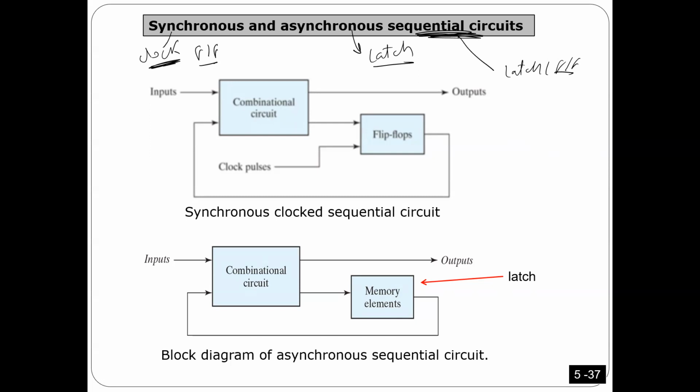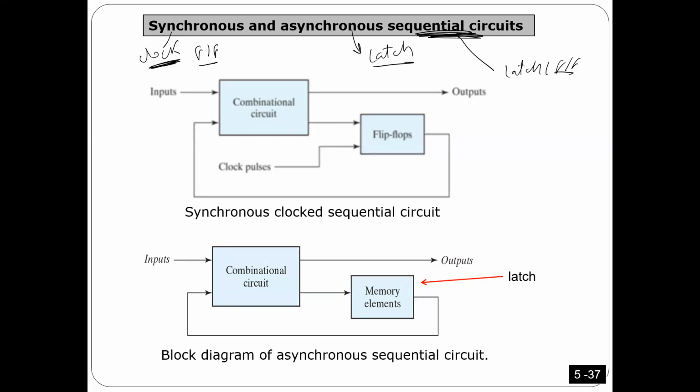Or maybe here, this one a latch. Also it has a combinational circuit as a part of it, as you will see. So I combine them together to make a circuit. But if the circuit is synchronous, that means I'm going to use flip-flops and we have a clock. If it is asynchronous, in English when you say a, it means not. If it is not synchronous, that means there is no clock here. That means once you change the input, the output will change right away. But both of them are sequential.